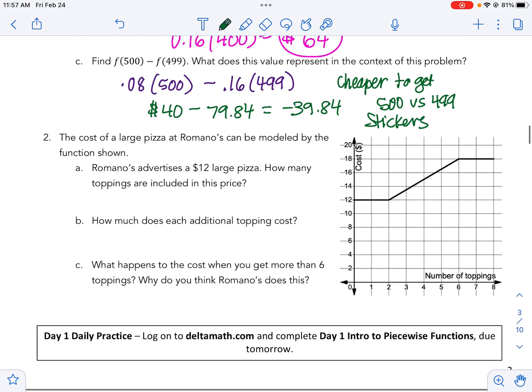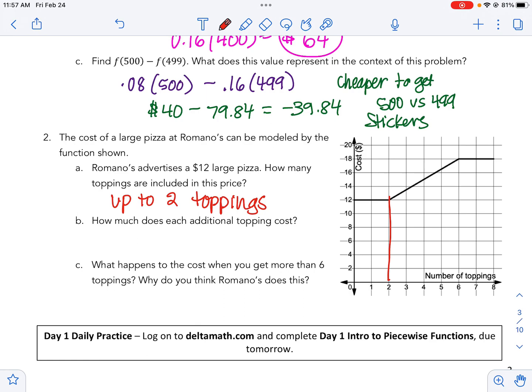Okay, and the last one, the cost of a large pizza at Romano's can be modeled by the function shown. They advertise $12 a large pizza. How many toppings are included in this price? And if you break it down, up to 2 toppings. Okay, and it says, how much does each additional topping cost?